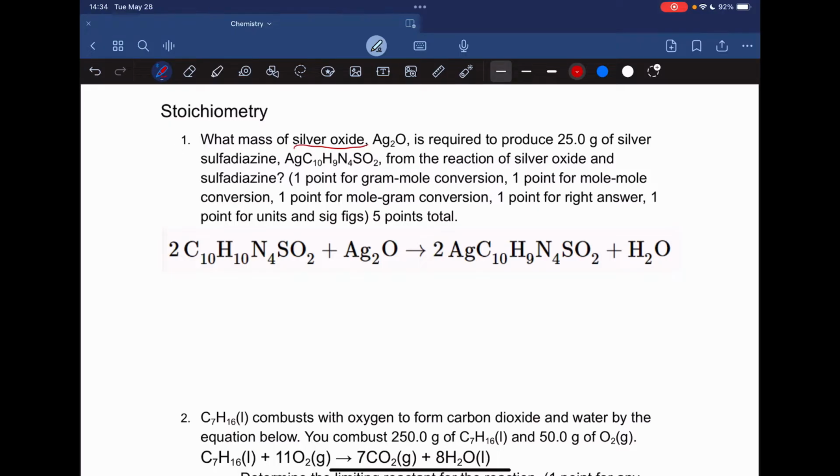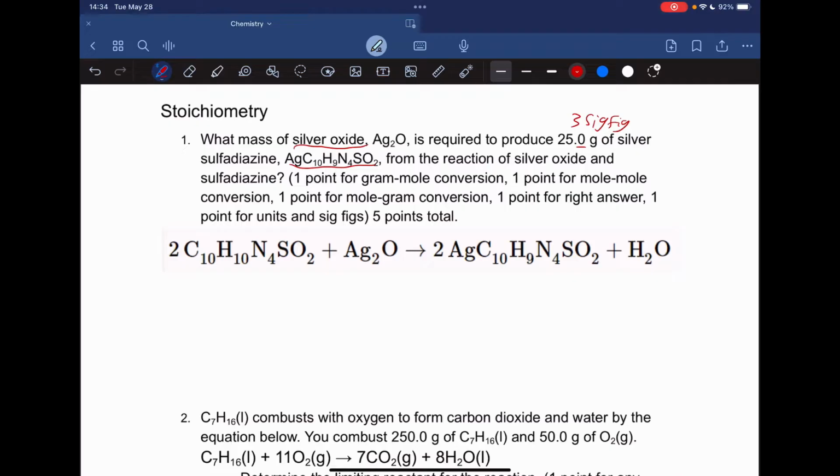is required to produce 25.0 grams, by the way? That zero right there is significant, so this is 3 sig figs. Seeing as it's the only number given, that would mean that our final answer should be rounded to 3 sig figs. Of silver sulfadiazine. Ooh, hard one. So that compound right there.